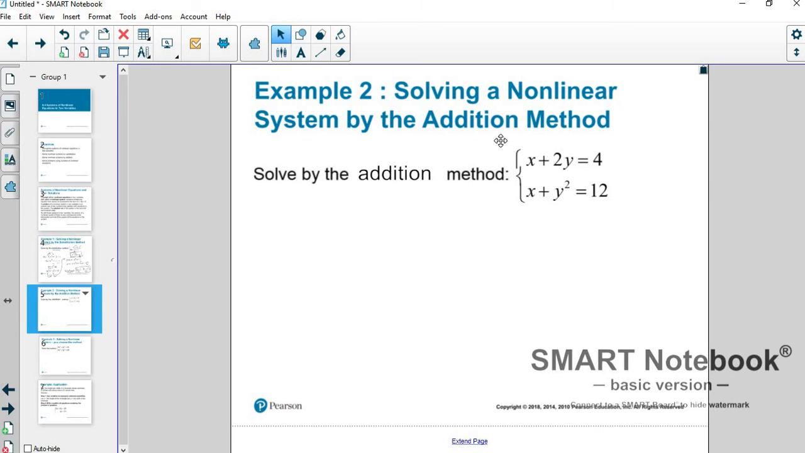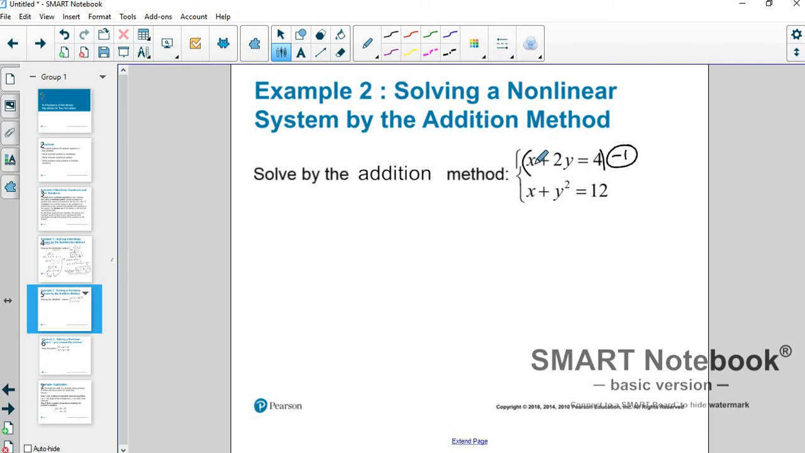Okay, so there's a couple of ways to do the addition method, and obviously you could also do substitution here, but I'm going to do addition because I asked for it. I'm going to multiply everything here by -1 to change the signs. That gives me -x minus 2y equals -4. And then I'm going to add these two together because x minus x is 0.